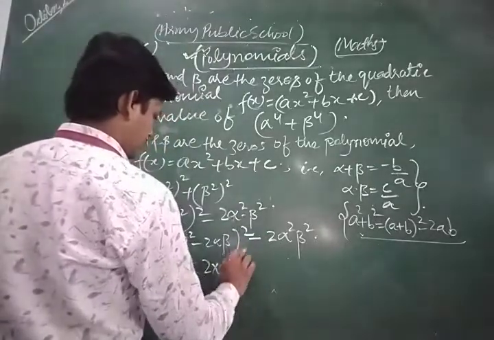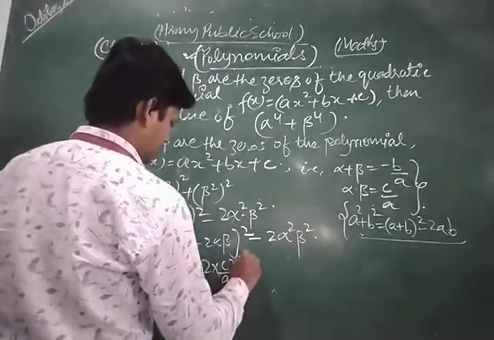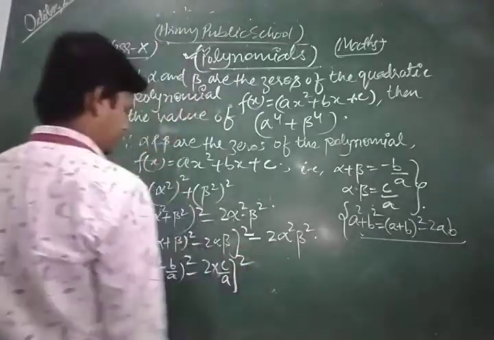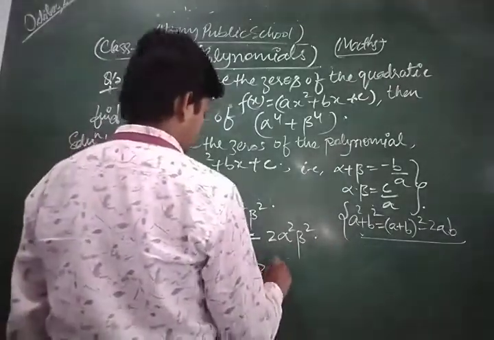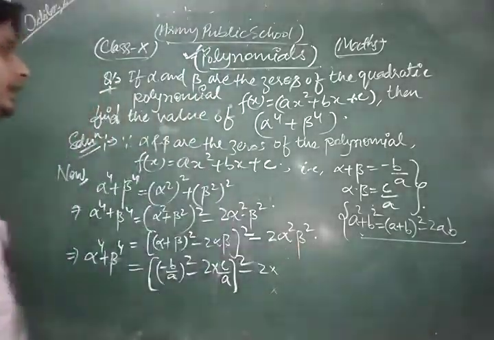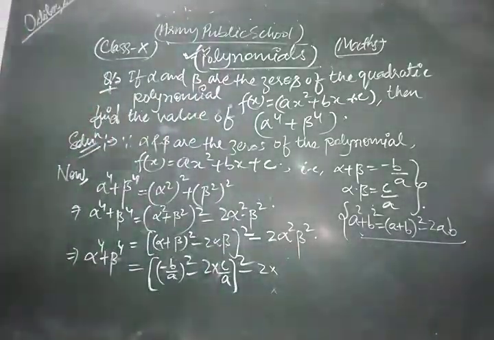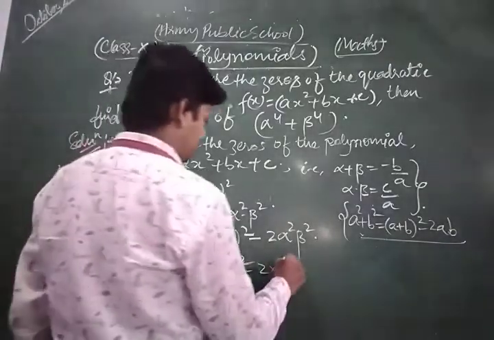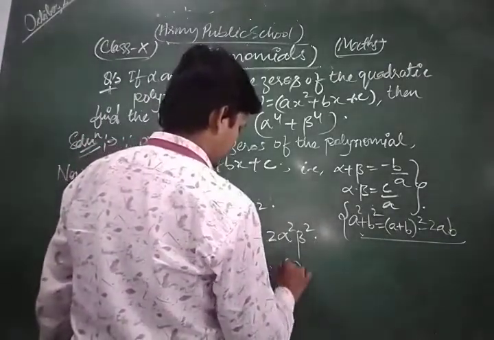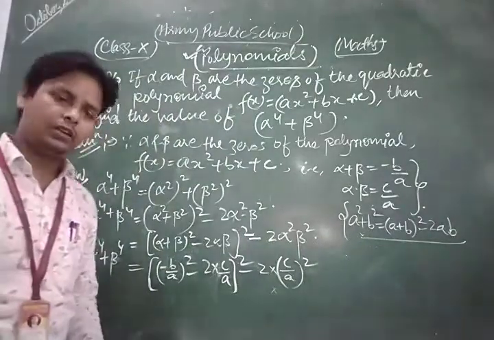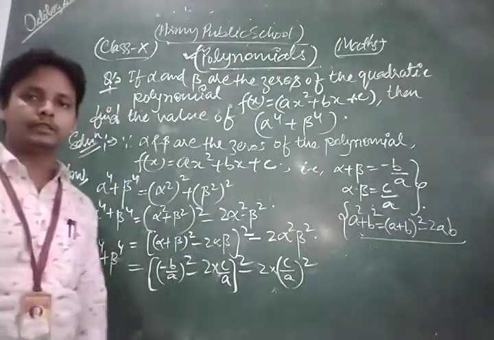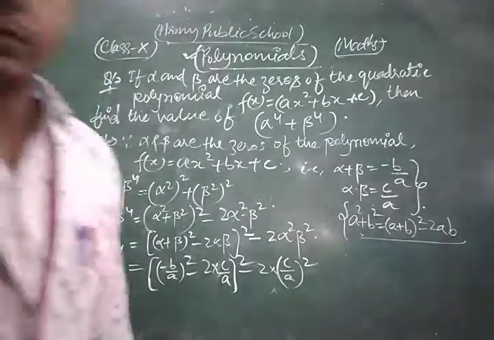This is whole square, this is whole square. Okay, and look, minus 2 into alpha square beta square. Alpha square beta square means we can write alpha beta whole square, and the value of alpha into beta is c upon a, so c upon a whole square, c upon a whole square. Now we expand it.